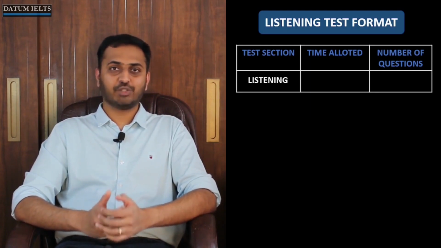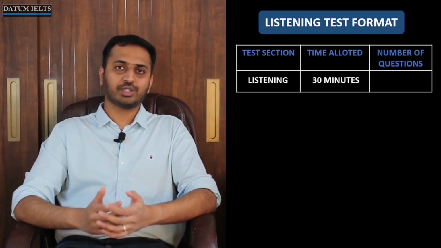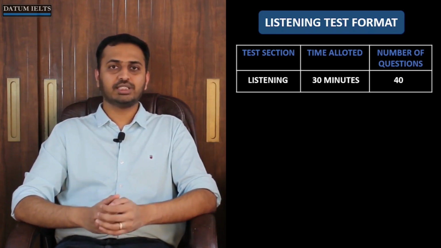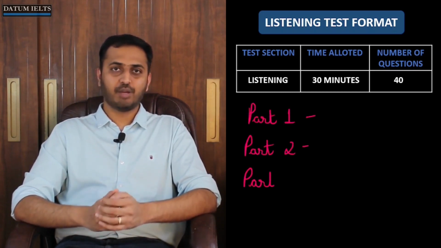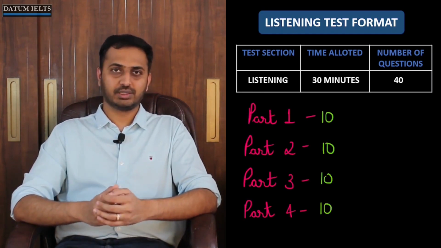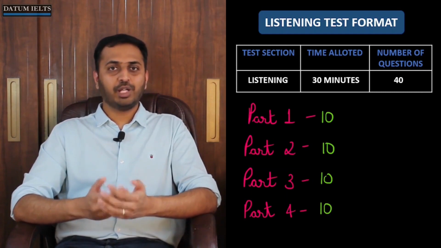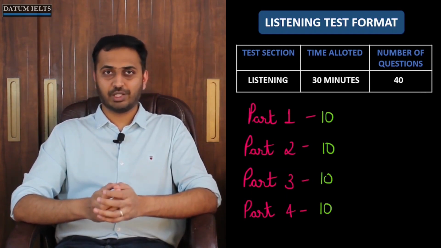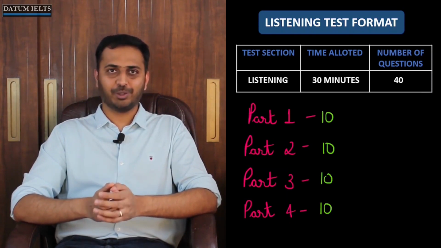So, I told you that the listening section is the first section of the IELTS exam. It lasts for 30 minutes and has 40 questions. Now these 40 questions are divided into 4 parts, part 1 to part 4, and each part has 10 questions. In each part, you're made to listen to an audio recording and you're supposed to answer questions based on them as you listen to the audio.